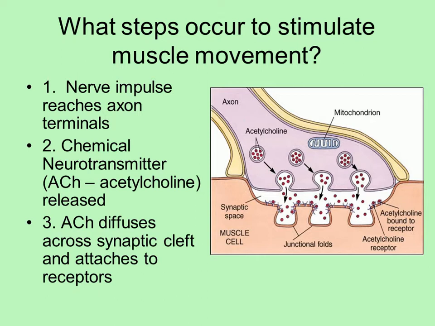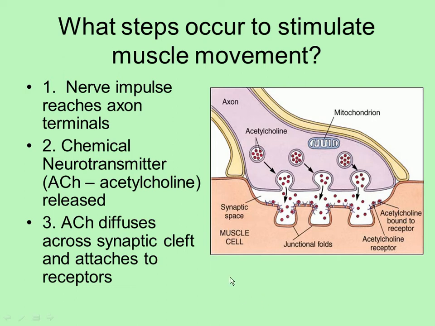And once that message has reached the axon terminal, a neurotransmitter called acetylcholine is released. And in this picture you can see the little red dots is acetylcholine. So when that message reaches the end of an axon, the acetylcholine is triggered to release and start going across that synaptic cleft. ACH is the abbreviation for acetylcholine, and we're going to use that throughout this PowerPoint.